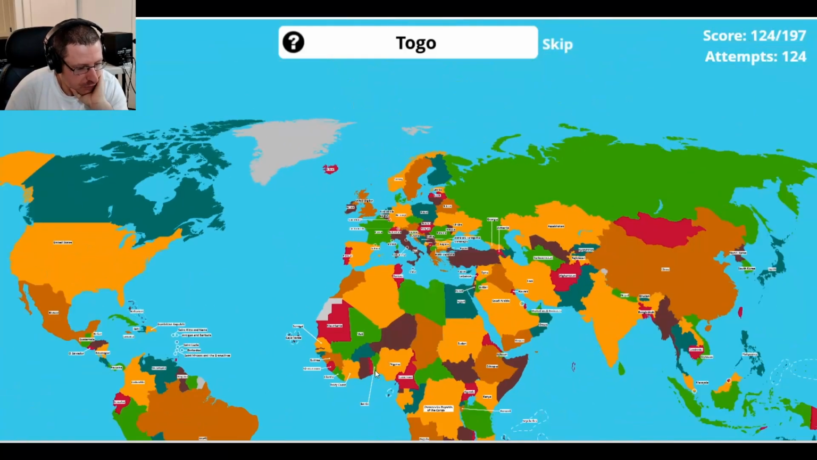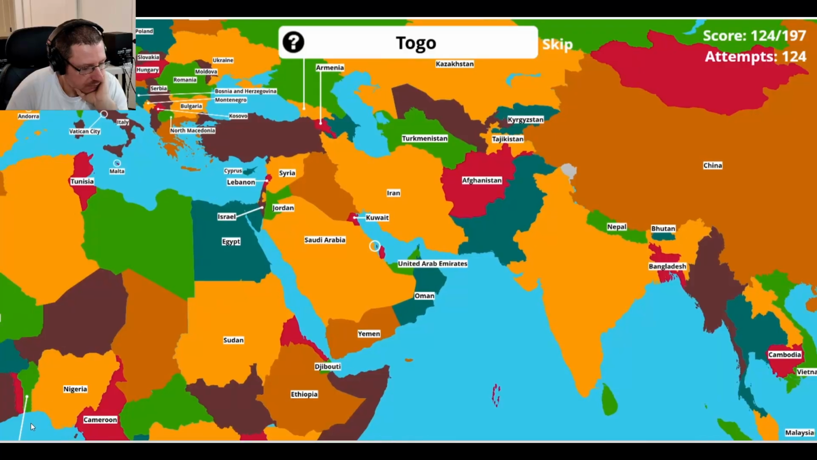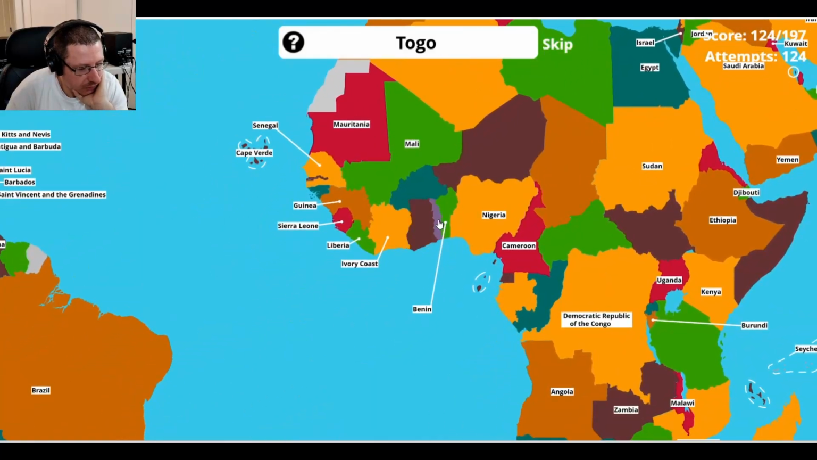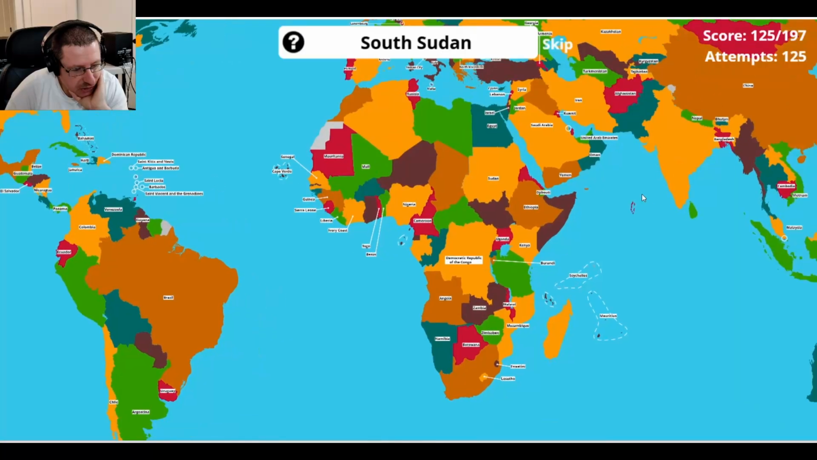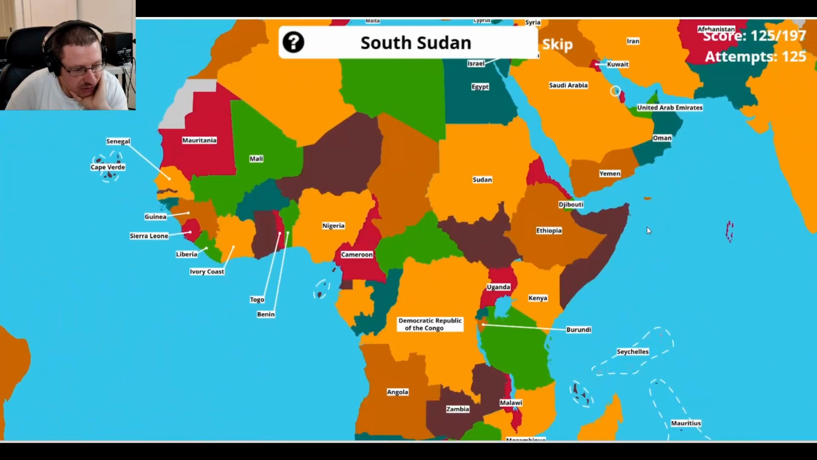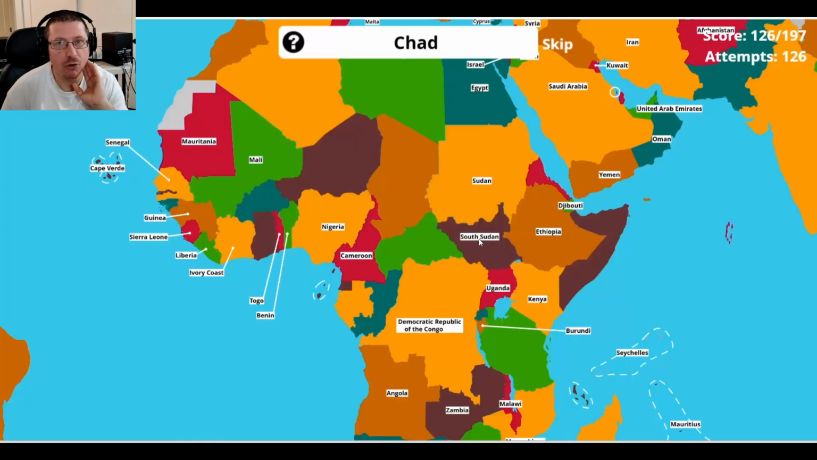Togo. Poor little Togo. Togo's wedged in right over here. Togo is one of the least happy countries in the world. Poor Togo. South Sudan. So if Sudan is right here, this must be South Sudan, right? That's where Manute Bol is from. That 7'7" basketball player from like the 80s and 90s. Manute Bol. Yeah, he's from South Sudan.